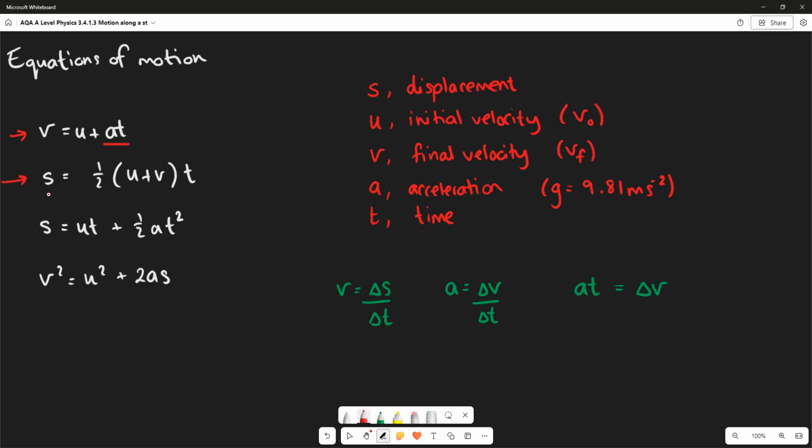The next one, displacement is equal to the final plus the initial halved. So that is the average velocity. If we rearrange this equation here, displacement is equal to velocity times by time. That's what this is, the average velocity multiplied by the time. These two over here are a bit more complicated to derive. You don't need to know how to derive them, but if you're interested, you can look that up yourself.